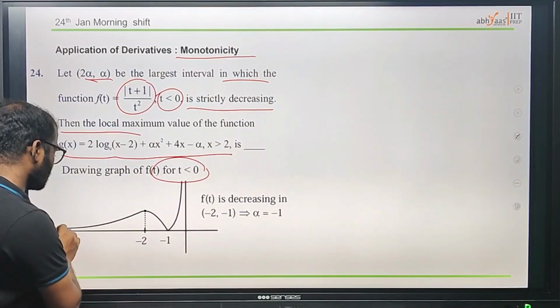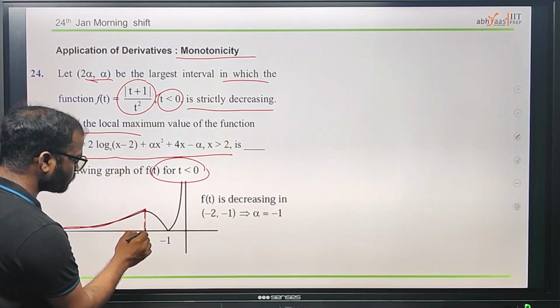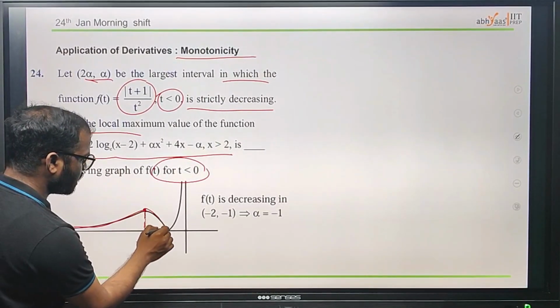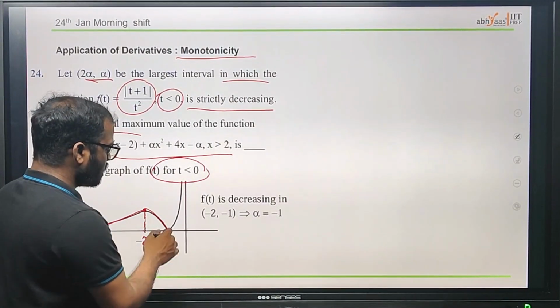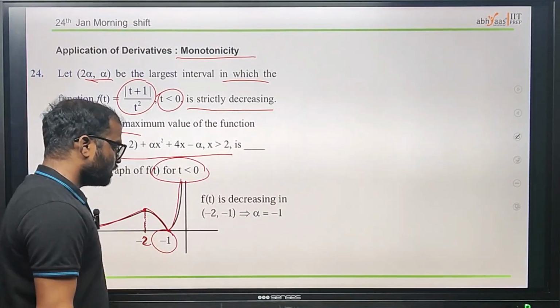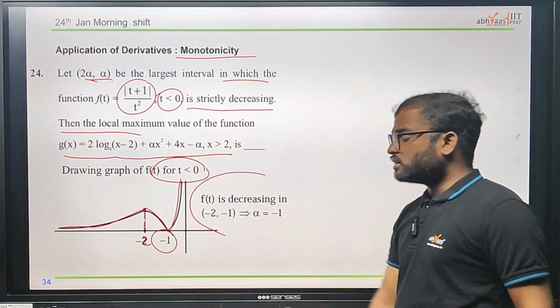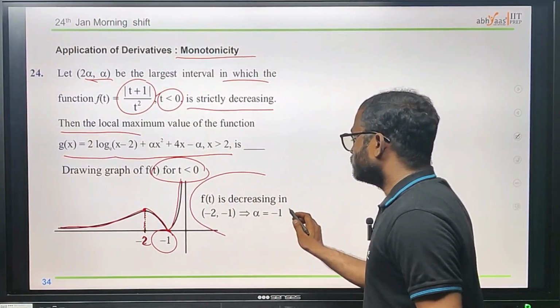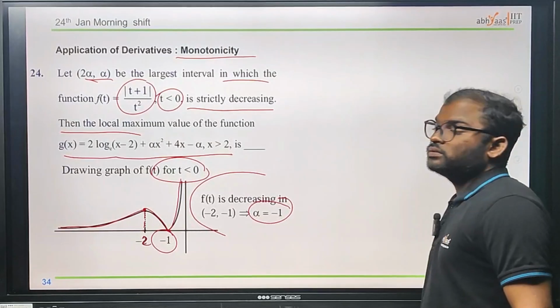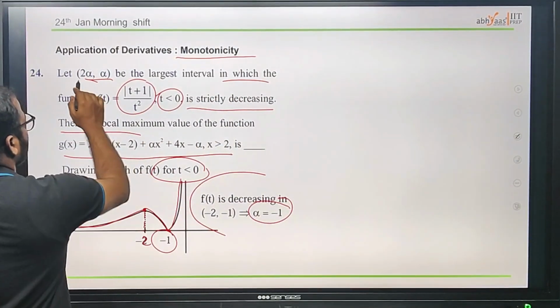We see here the graph is moving like this, and here we have a local maxima at -2, and again it decreases, and again it increases. At which point is it decreased? At -1. Therefore f of t is decreasing in this interval -2 comma -1, which we can say alpha is equal to -1. I hope you understood what I am saying.